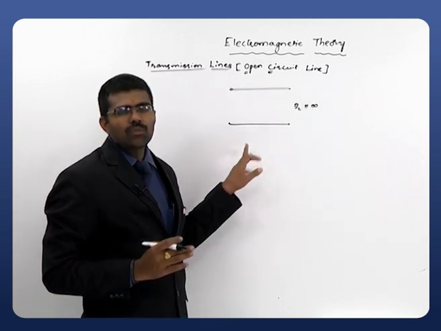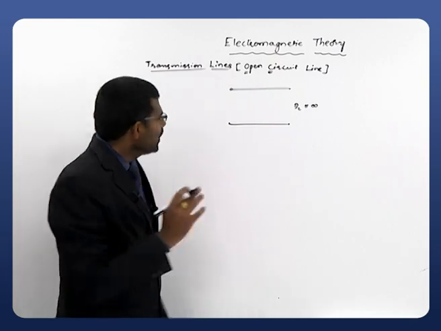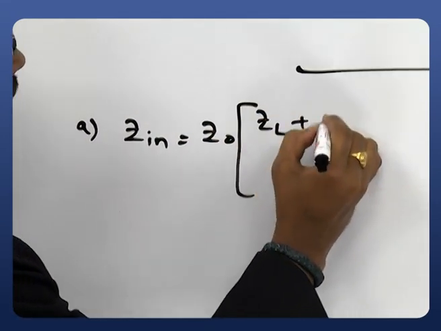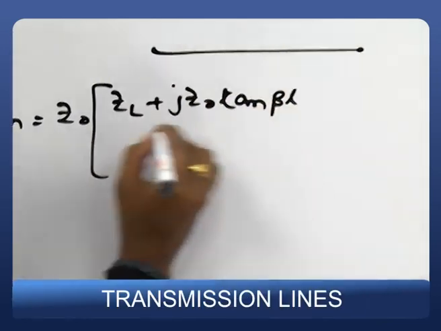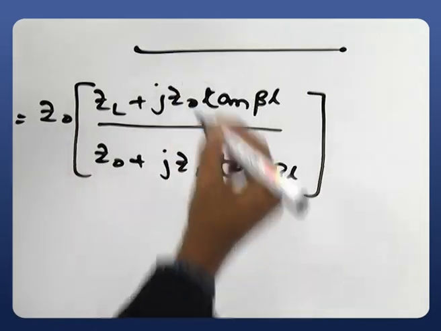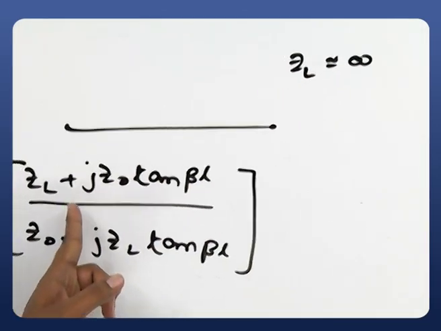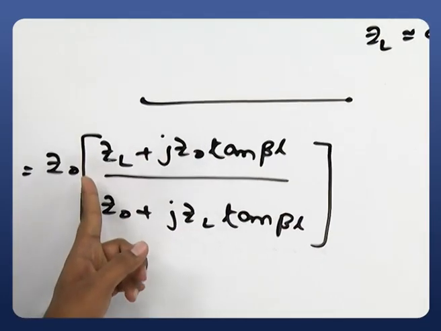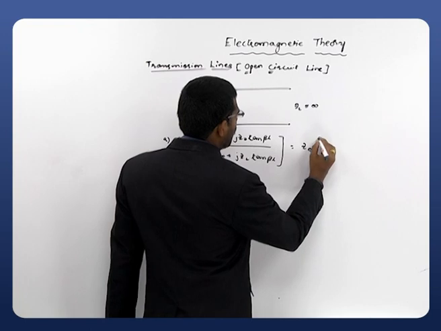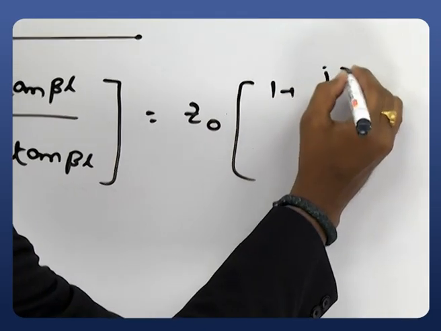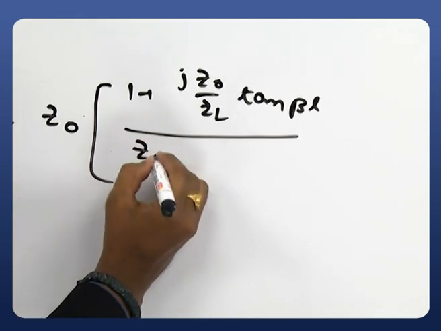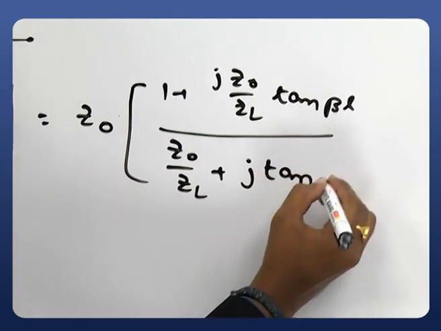With this condition, we will try to modify our input impedance, reflection coefficient and standing wave ratio again. Consider the input impedance. Zin is equal to, what is the equation? Z0 times ZL plus jZ0 tan beta L, as it is a lossless line, I am taking this equation, divided by Z0 plus jZL tan beta L. Now substitute ZL equal to infinity here, so this is undefined. Direct substitution is not possible. So apply the limit ZL tends to infinity and simplify. Take ZL common: Zin equals Z0 times (1 plus jZ0 by ZL tan beta L) divided by (Z0 by ZL plus j tan beta L).